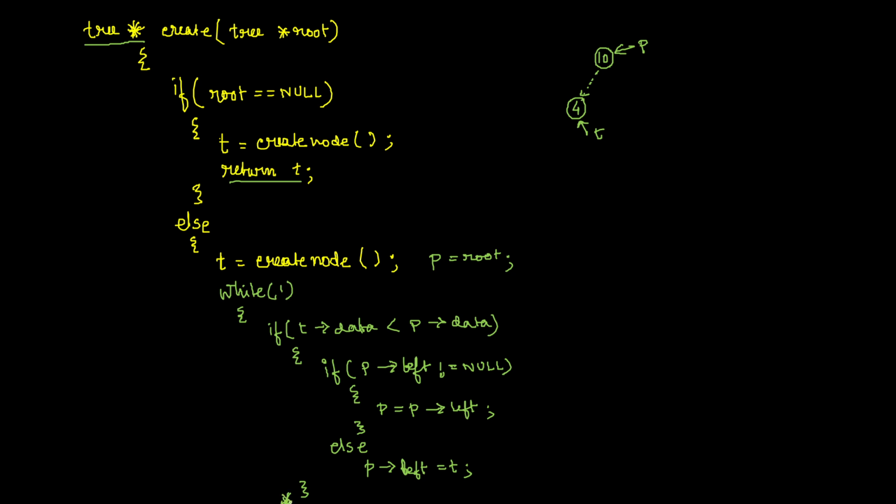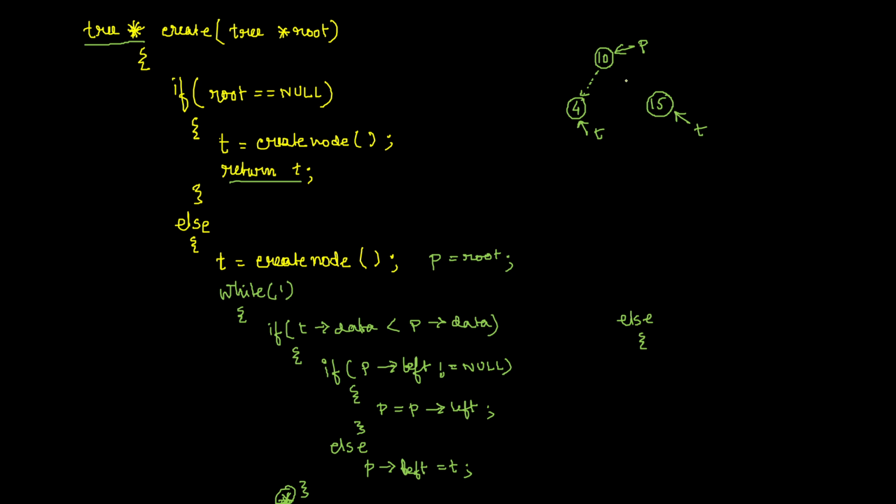In the else part of this, what to do? Else part means T data is greater than P data. So the situation is something like I have some data which is greater than this one, for example 15. Suppose currently this is pointed by T, and we have seen that this 15 is greater than 10.